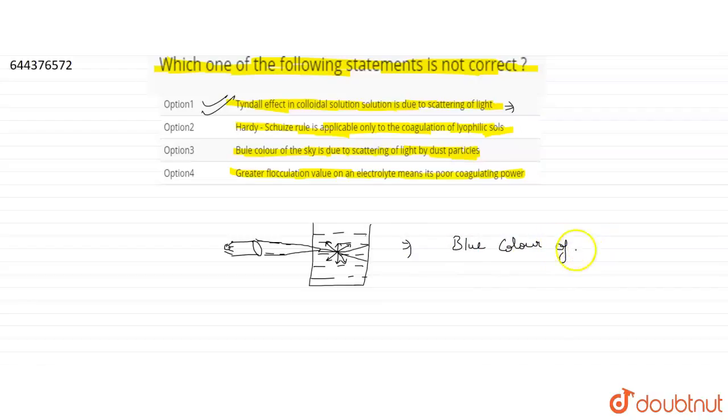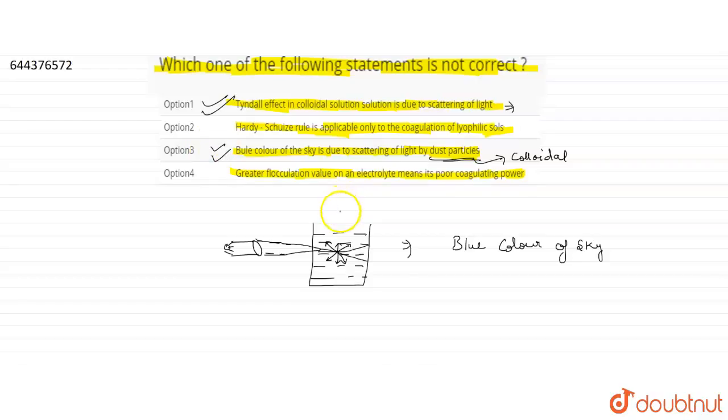Why does the sky appear blue? Because scattering of light takes place by the dust particles present in the sky. These dust particles are colloidal particles, and by them the light gets scattered. The path of the strong beam of light gets illuminated. So blue color of sky is due to scattering of light by dust particles. This is a very basic example of Tyndall effect, so this statement is also correct.